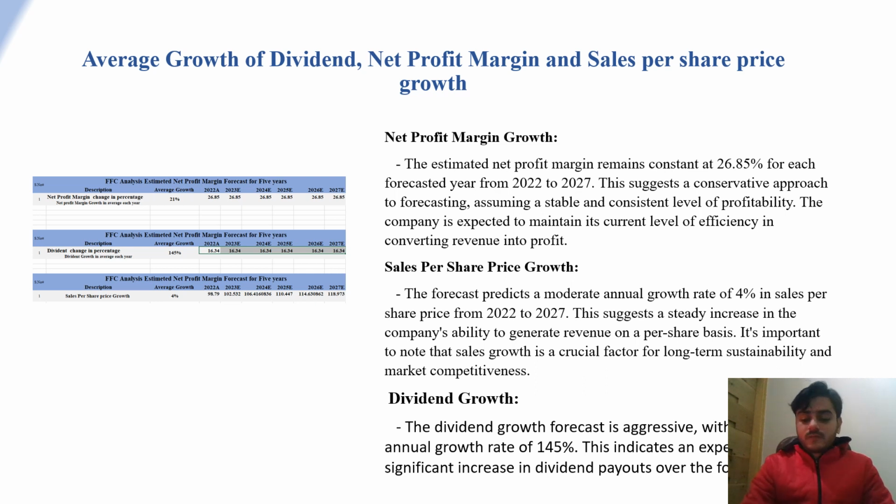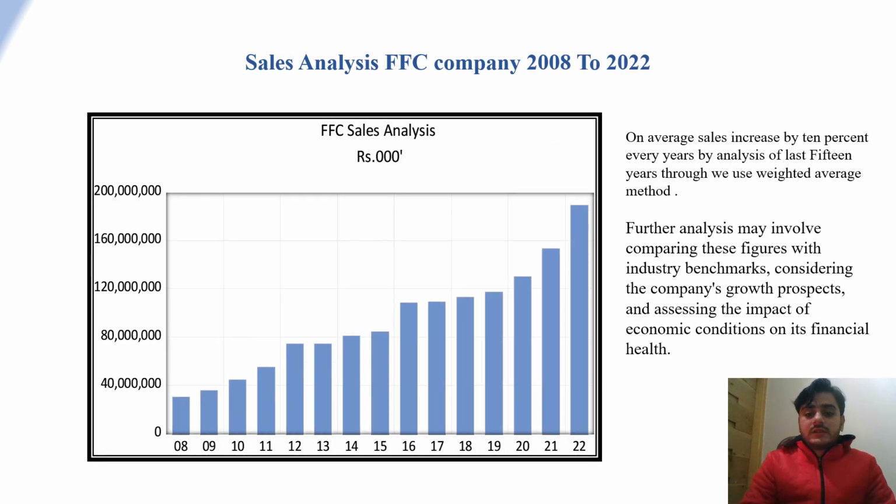So overall, in our results, the company has sufficient working capital and the company management is the best to run the company. And now we see the financial sales analysis. These are the sales analysis from 2008 to 2022. On average, sales grew by 10%, calculated by the weighted average method.